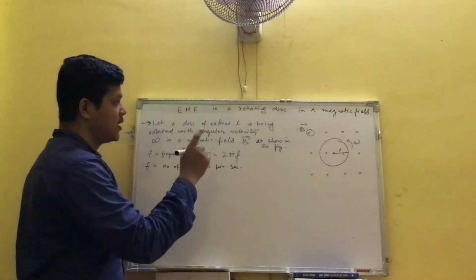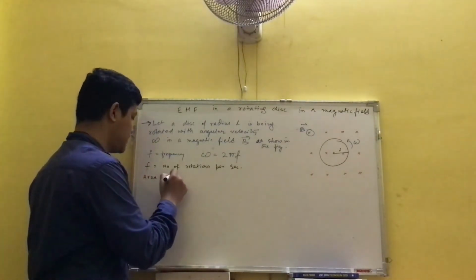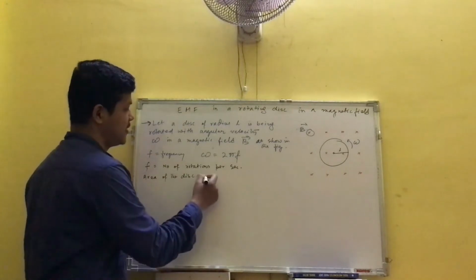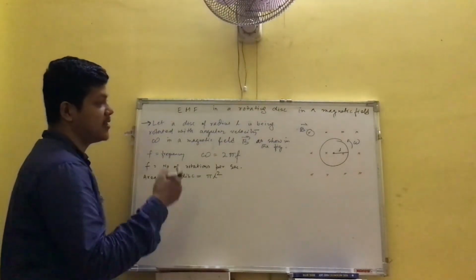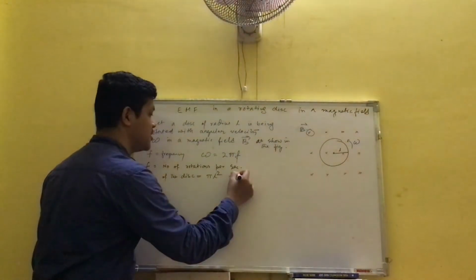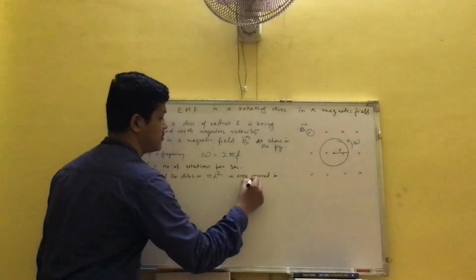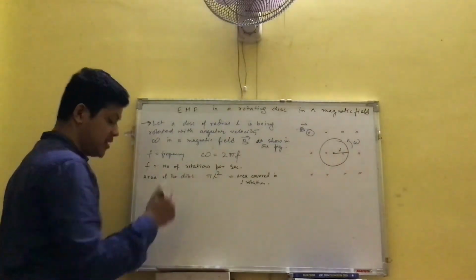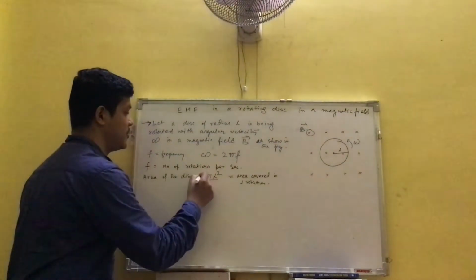Now here you see the area of the disc. So area of the disc is here pi L square. Instead of R we are taking radius L, isn't it? So this area of the disc will be the area covered in one rotation. Let me represent the area by capital A. Capital A is equal to pi L square.